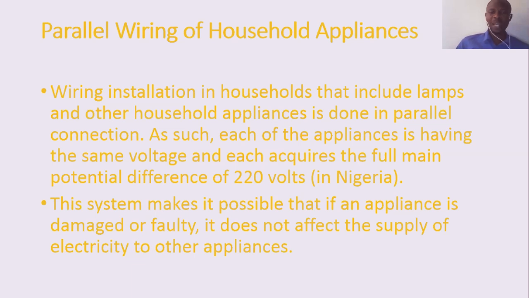Each of the appliances having the same voltage. You connect in such a way that each appliance has the same voltage and each acquires the full main potential difference. So what we are saying in essence is that if you connect your wire from the pole outside and then you connect maybe 3 buildings to that particular pole, you can actually connect the 3 buildings to a common pole in such a way that each taps the same voltage from the pole. They tap the same 220 volts, because that is the working voltage in Nigeria.